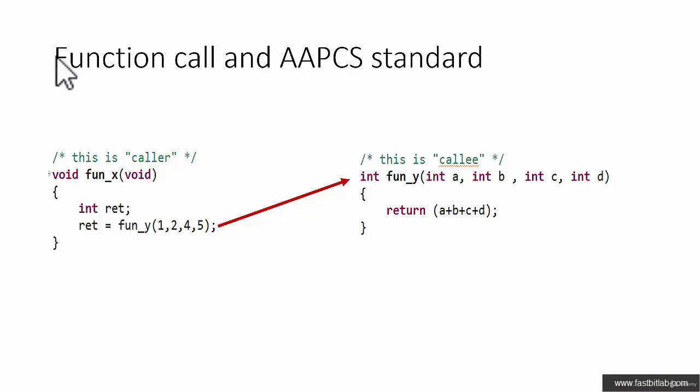The callee function, that is function Y, also receives four input arguments from the external world or from some other function. And the function Y also returns data back to the caller. These terminologies, that is caller and callee, are used more often in this standard. This is a document actually, you can get it online.